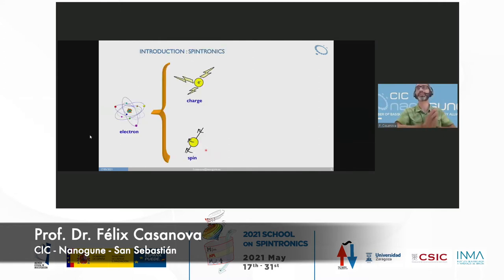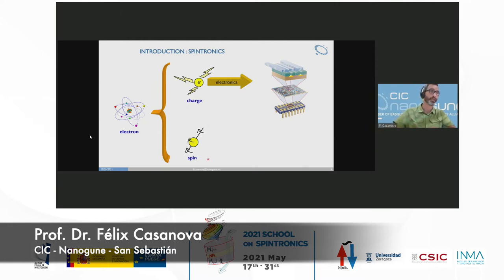Again, an electron has different degrees of freedom, the charge and the spin. I guess at this point we all know. But just for you to understand the idea of spintronics: from the manipulation of the charge, the development of electronics has arisen, right? And it's been very successful. It's basically doing logic operations, leading down to the smartphones that we have now, which are really very powerful computers in our pocket.